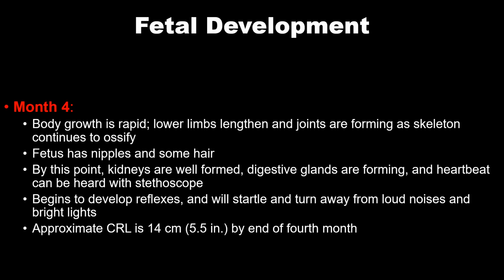During month 4, body growth is rapid. The lower limbs lengthen, joints form as the skeleton continues to ossify. Well-formed kidneys develop, the digestive glands form, and the heartbeat can be heard with a stethoscope. The fetus continues to develop reflexes, and it will actually startle and turn away from loud noises and bright lights. Crown rump length at this point is typically 14 centimeters at the end of the 4th month.